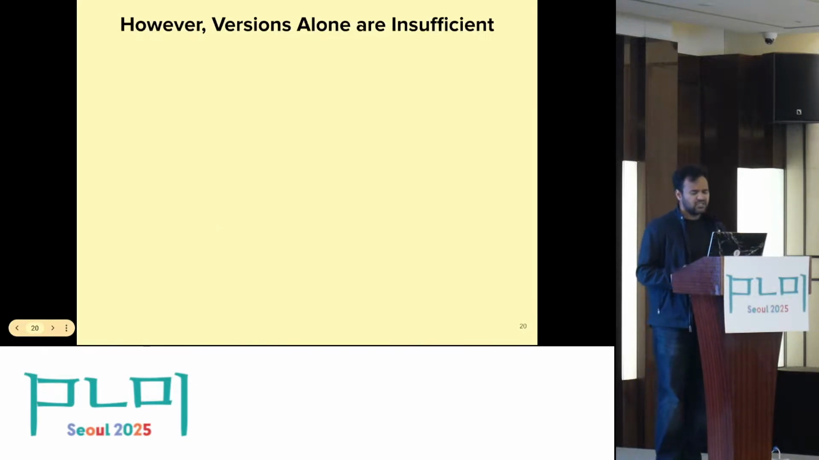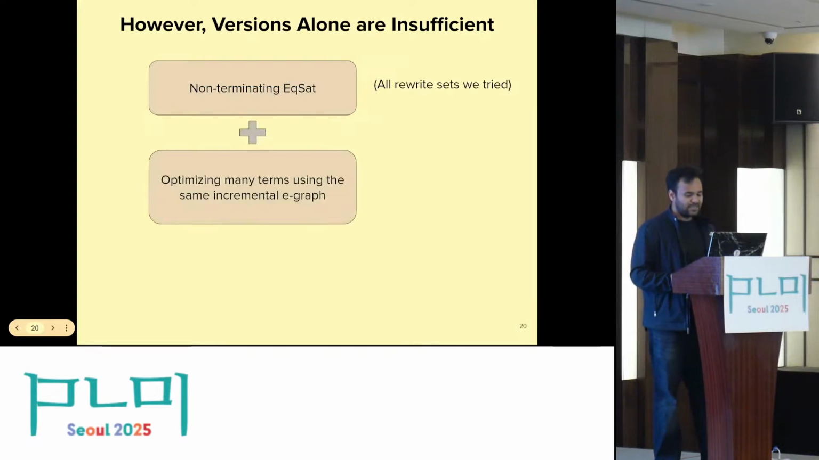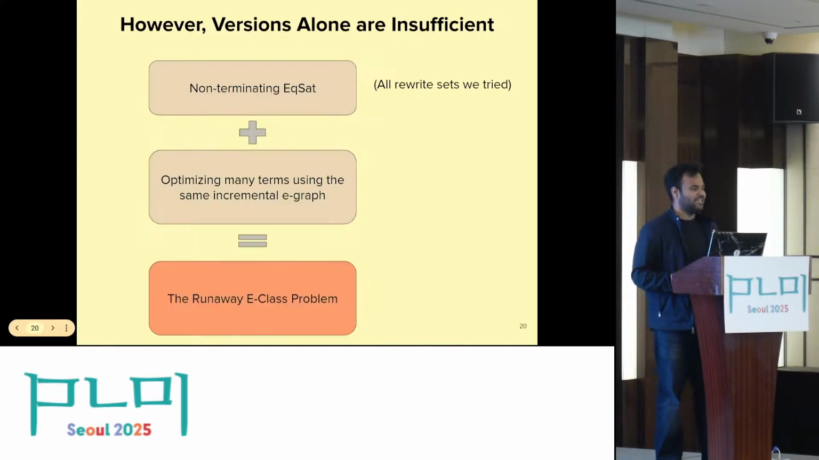Okay, so we saw how incremental EqSat uses versions to keep track of the current term and how versions integrate with E-matching. However, it turns out that versions alone are insufficient for making incremental EqSat practical. The problem is due to non-termination of EqSat. This unfortunately happens to be very common. Indeed, EqSat over all the rewrite sets we tried seems to be non-terminating. Non-termination, coupled with using the same incremental E-graph for optimizing many terms, leads to what we call the runaway E-class problem.